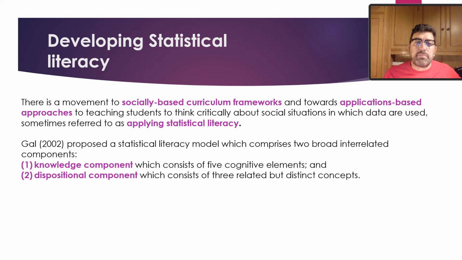Gal 2000 proposed a statistical literacy model which comprises two broad interrelated components. A knowledge component is the one, and a dispositional component is the second one. The knowledge component consists of 5 cognitive elements, and the dispositional component consists of 3 related but distinct concepts. Now, I strongly suggest, folks, that you look for that paper of Gal online and that you make it your business to read it. It's very, very interesting reading. It's not included in our course here, but it makes for very interesting reading.